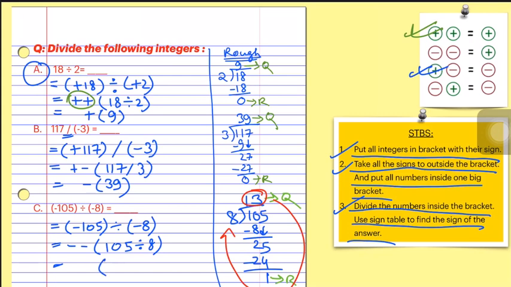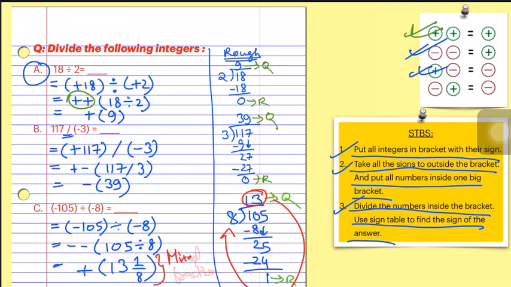We'll write inside the bracket 13, 1 on the top and 8 below. 13, 1 by 8 we'll write inside the bracket. Now seeing the sign minus minus, go to the sign table, minus minus becomes plus. So the answer for this question is plus 13 1 by 8. Now as you can see, 13 1 by 8 is not an integer.